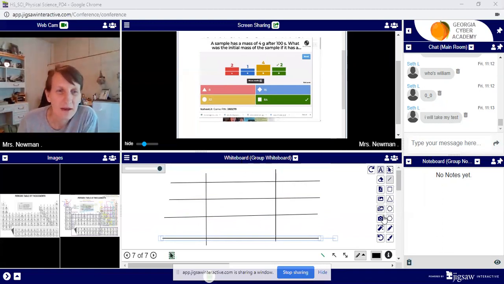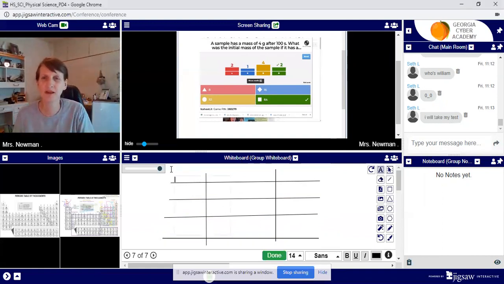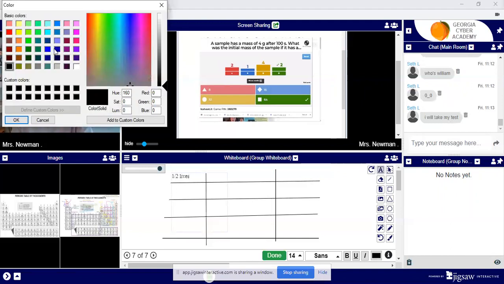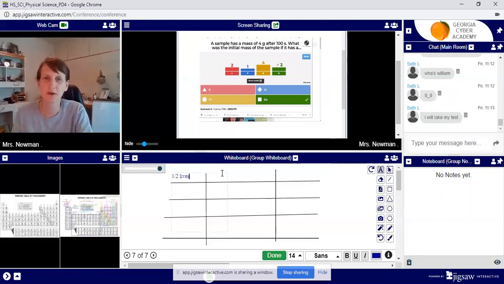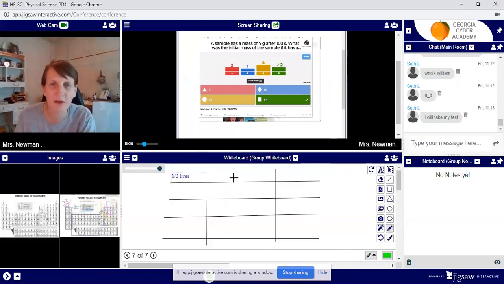All right, so let me get my typer. So the first column, we always do the half-lives. And in the second column, I always do, let me click off of that one. I'm just going to have to draw it in, guys. I don't know why it's not doing that. The second column, I do the time. In the third column, I do the mass.